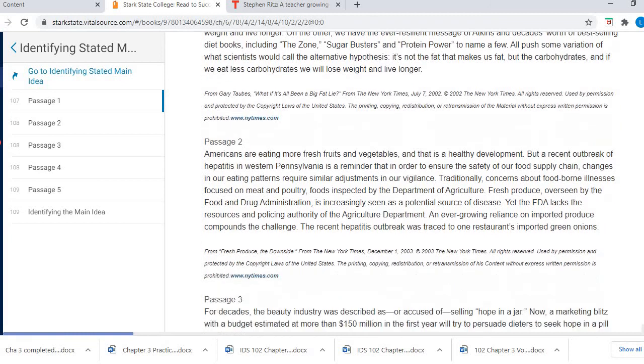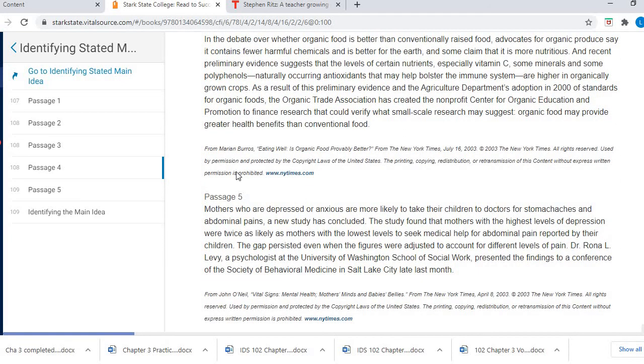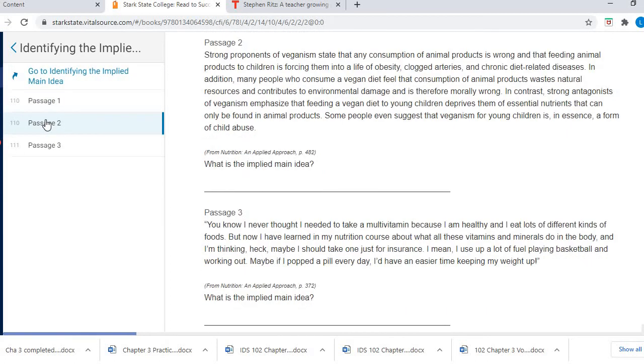I am also doing passage 5. And then I will have to go back to practice 4 to do passage 2 for the very last one.